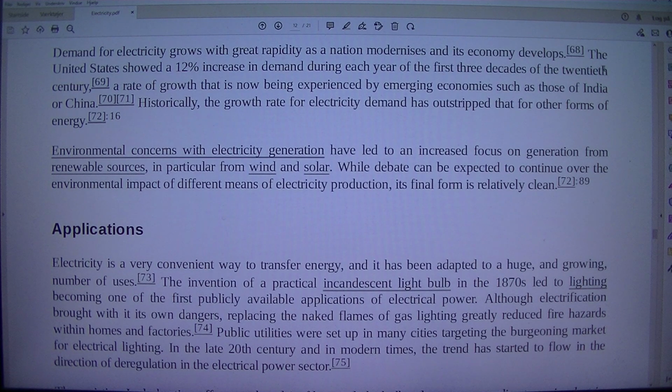The United States showed a 12% increase in demand during each year of the first 3 decades of the 20th century, a rate of growth that is now being experienced by emerging economies such as those of India or China. Historically, the growth rate for electricity demand has outstripped that for other forms of energy.